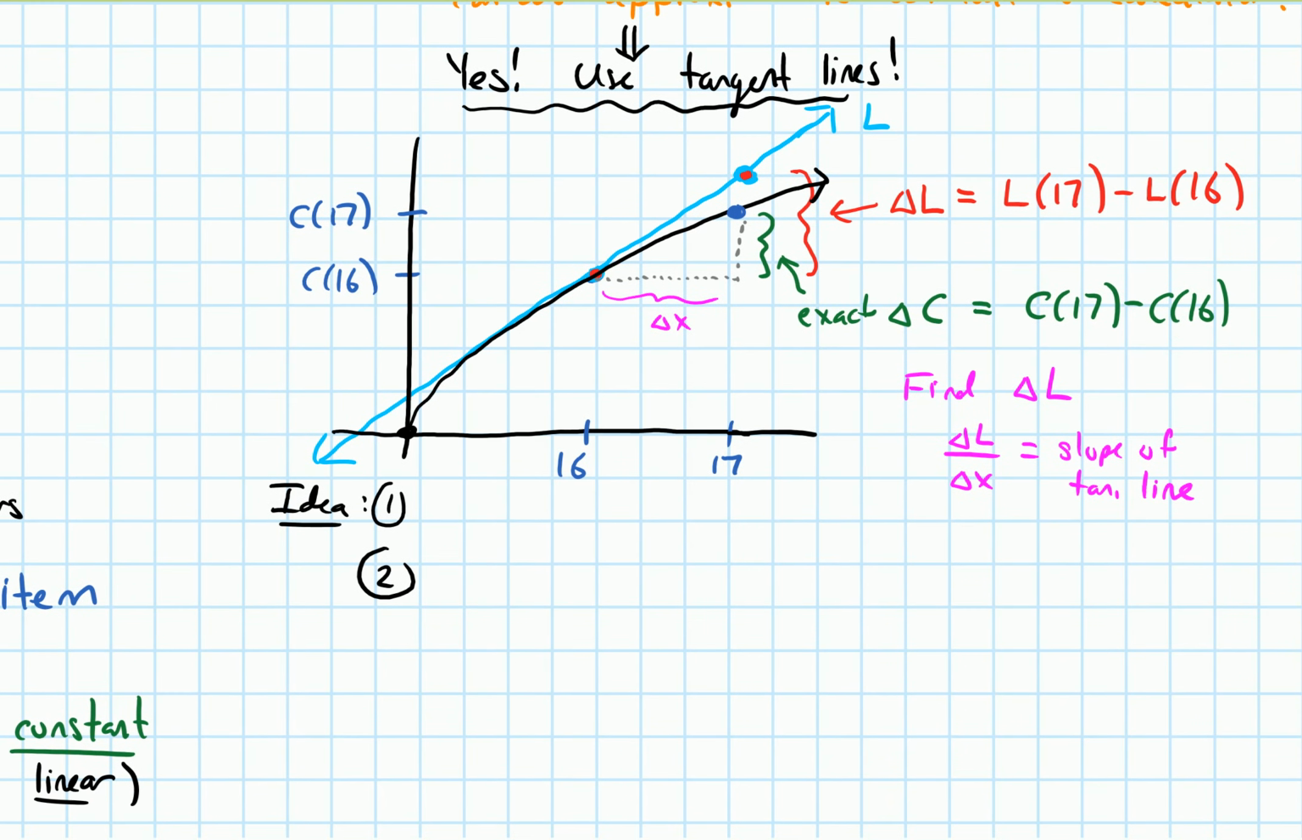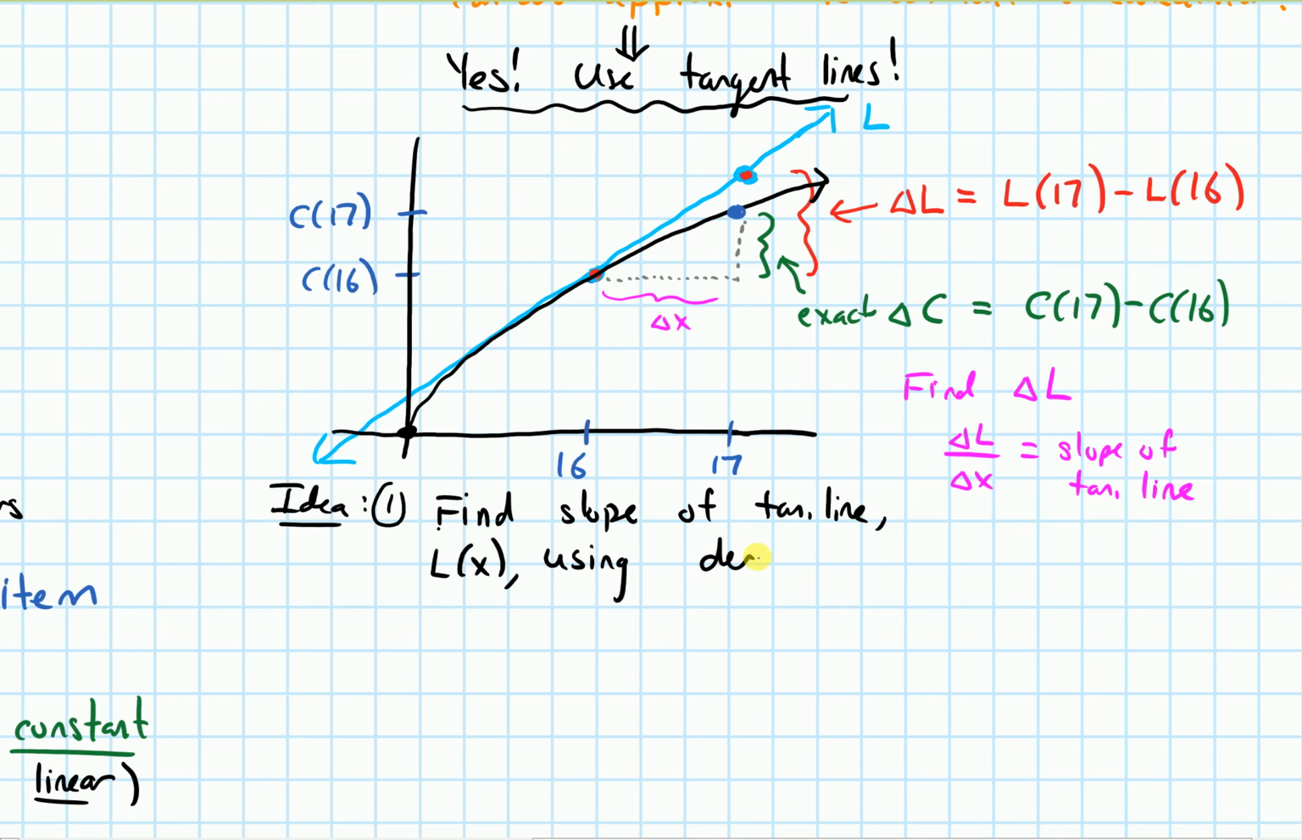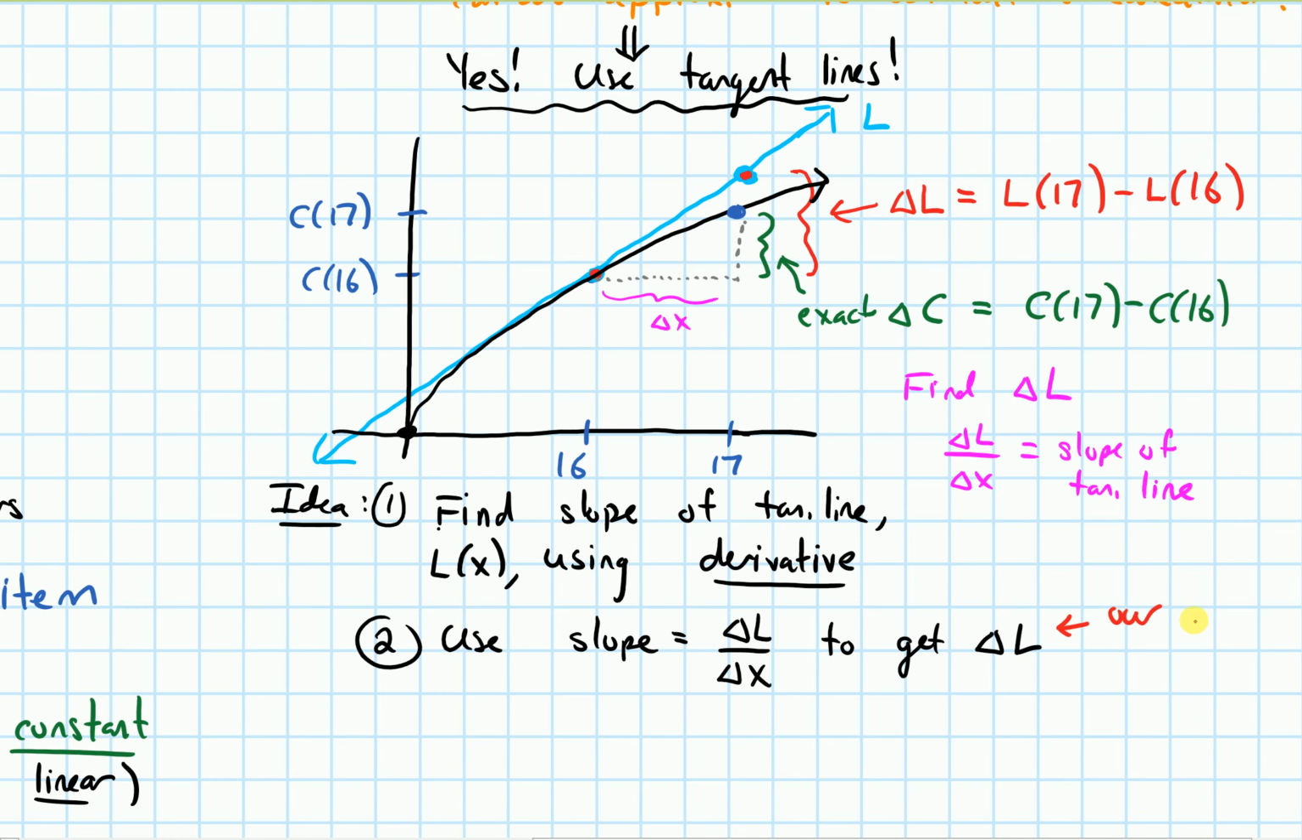Let's summarize the idea here. We are going to find the slope of the tangent line, which I'll call L of x, using the derivative. So the derivative is what we can use to find the slope of the tangent line. And then we can use this equation, that the slope equals delta L over delta x, to get delta L. And this is going to be our approximation to delta C.